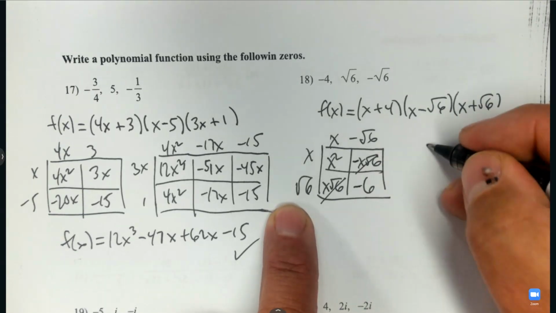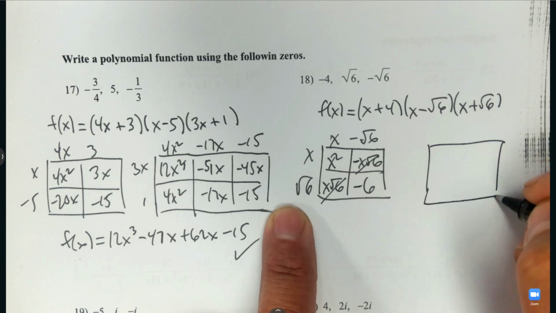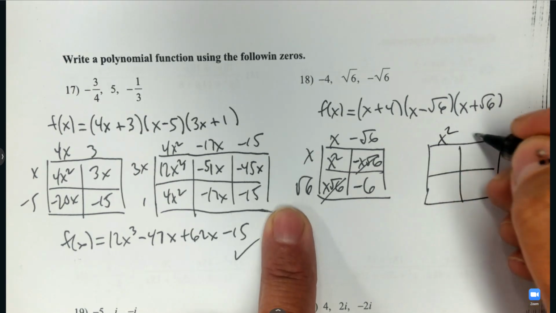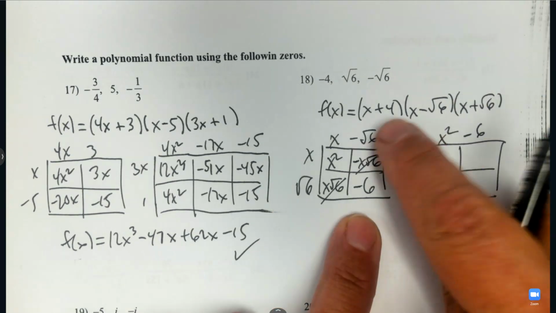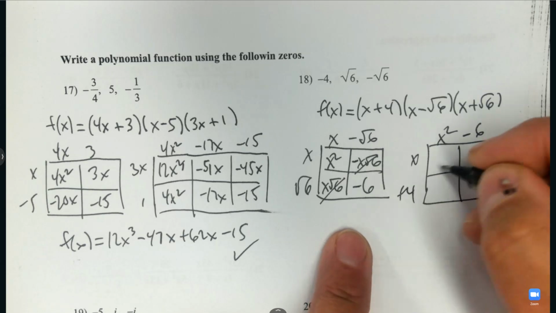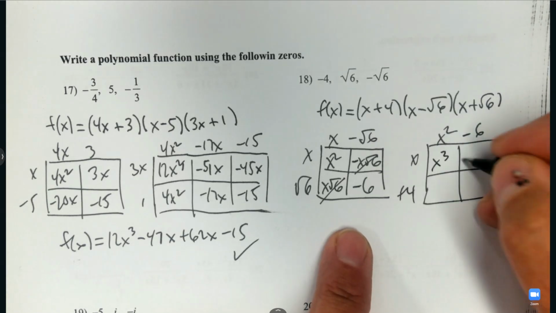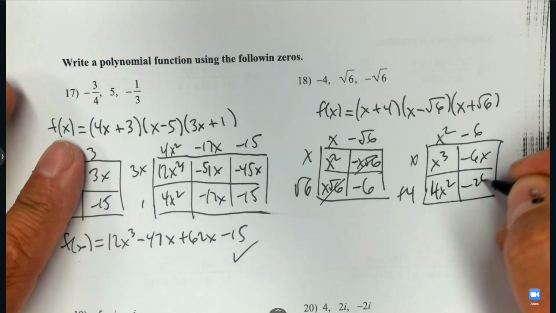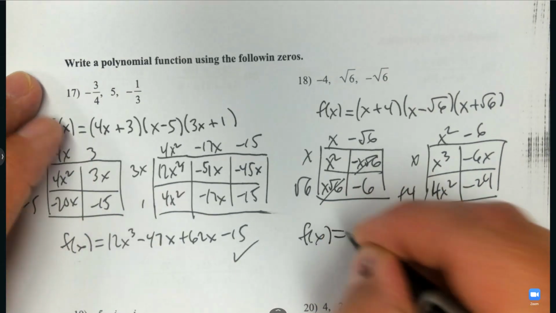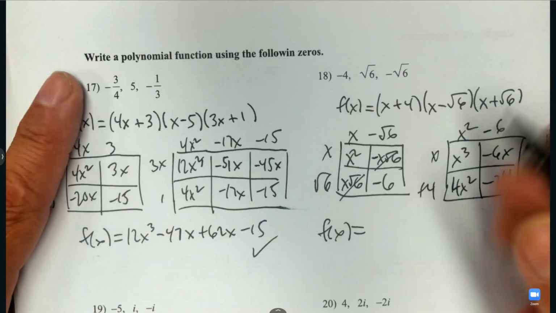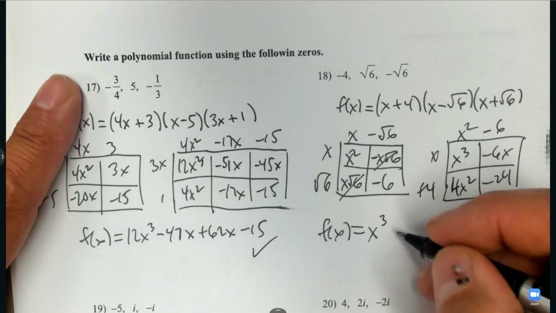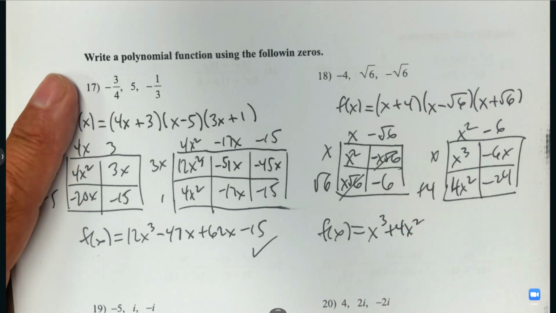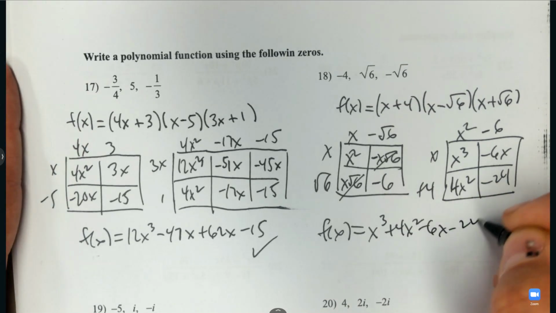So if I put it together, I just have a binomial. That's what makes it a little smaller. So that's x squared subtract 6. And then I'm going to multiply by x plus 4. And then I'm going to FOIL, and you'll get your answer. No like terms here. So our final answer, going from the greatest power to the least, is x cubed, then positive 4x squared, then minus 6x, then minus 24.